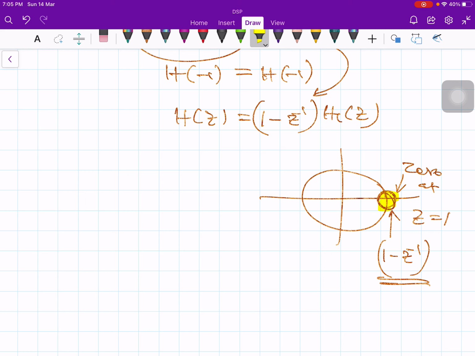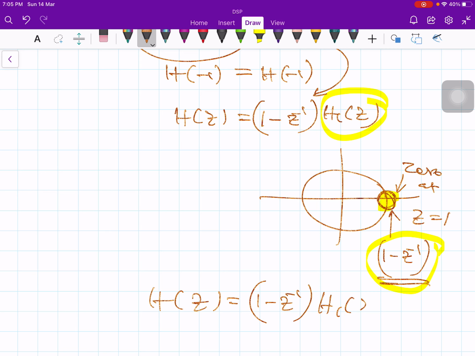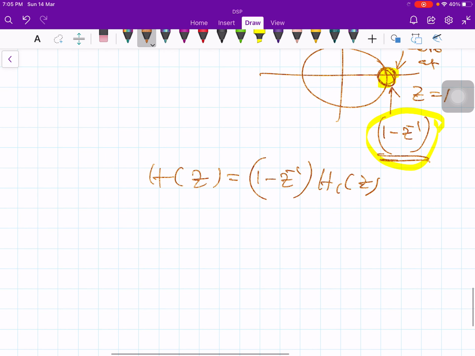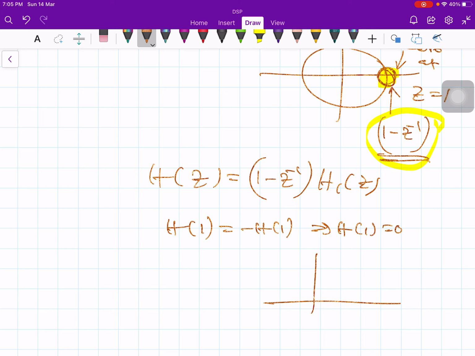In other words, h of z will have a factor of 1 minus z to the minus 1 times some polynomial in z. Therefore, your h of z is equal to 1 minus z inverse multiplied by h1 of z. In this case, h of 1 is minus h of 1. That means it implies h of 1 is equal to 0. H of 1 equal to 0 means at omega equal to 0, the magnitude is 0. But if you want to realize a low pass filter, the magnitude should be unity. So, low pass filter is not possible to realize.